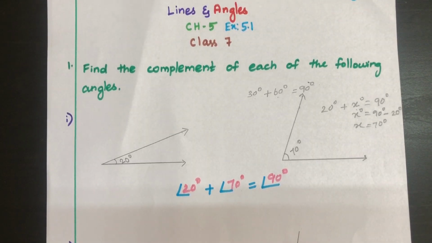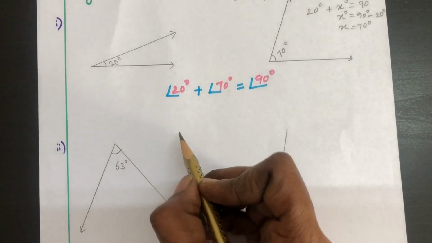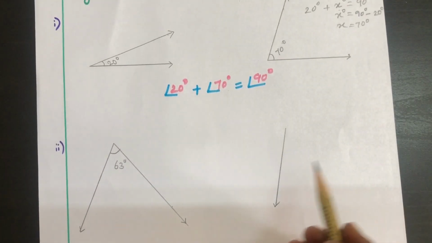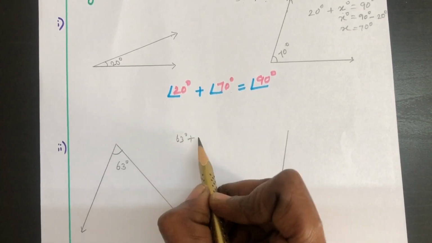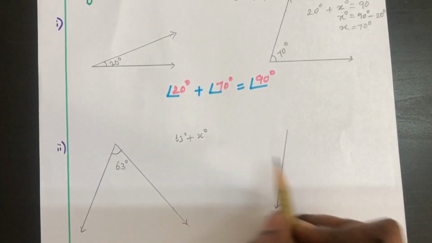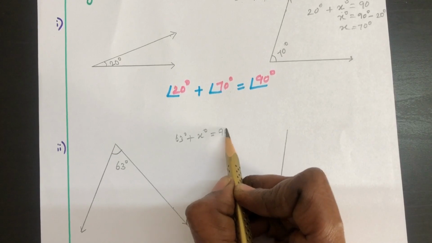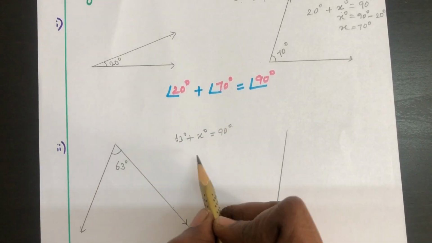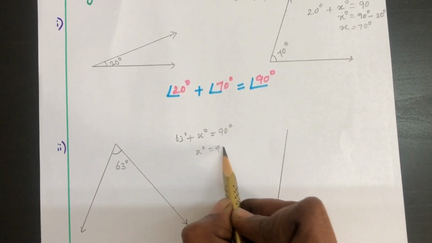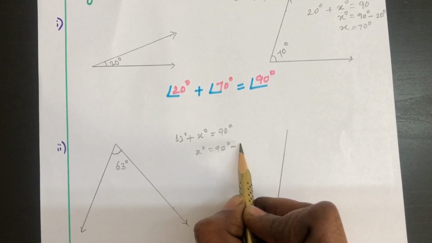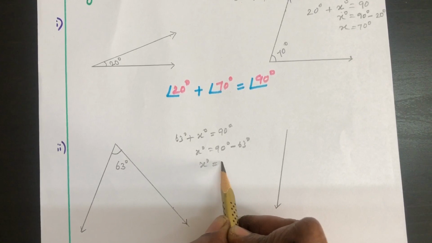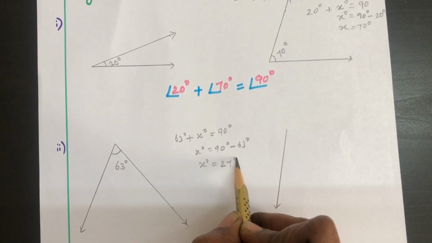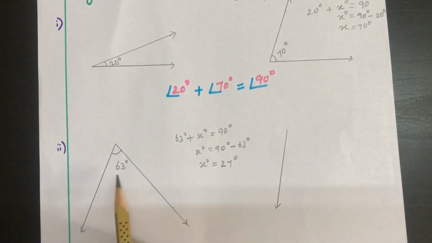That's all. Simple. 63 degree. How to find the other angle? 63 degree, we don't know the other angle. If we add, it should give you 90 degree. Then only both are complement. So x degree equals 90 degree minus 63 degree. This will give you x degree equal to 27 degree. So 27 degree is the complement of this 63 degree.